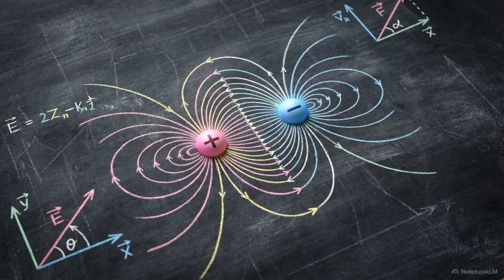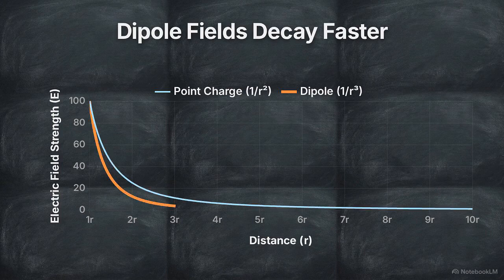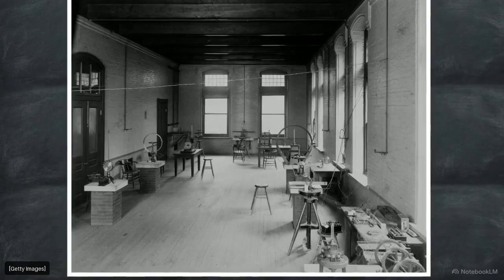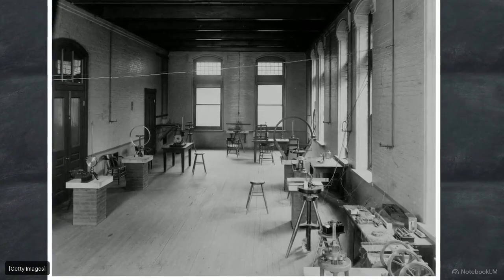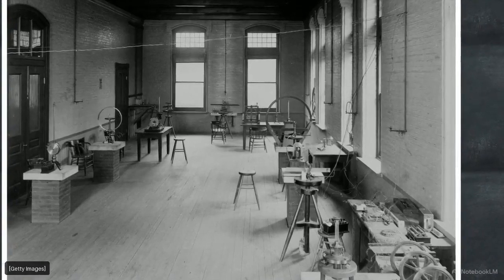Symmetrical opposing charges do not simply cancel each other out. Their slight separation generates a highly structured field that decays at the cube of the distance, dropping off significantly faster than the field of a single isolated charge. This 19th century laboratory reminds us that the ultimate purpose of calculating an abstract electric field is to predict the kinematic motion of physical matter.